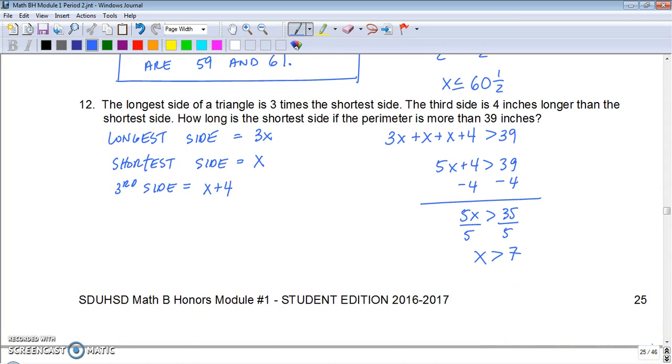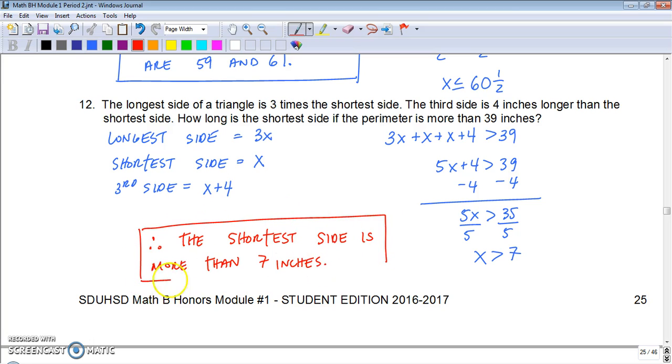Okay. And the question said, how long is the shortest side if the perimeter is more than 39? And so, therefore, the shortest side is more than 7, and we're dealing with inches. So I don't know if it's 7.1 or 7.01 or 8, but it's definitely more than 7 inches.